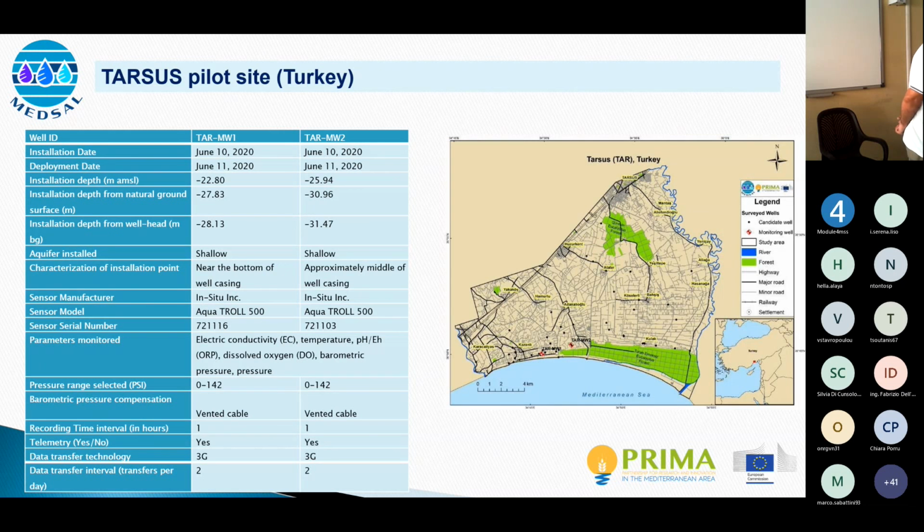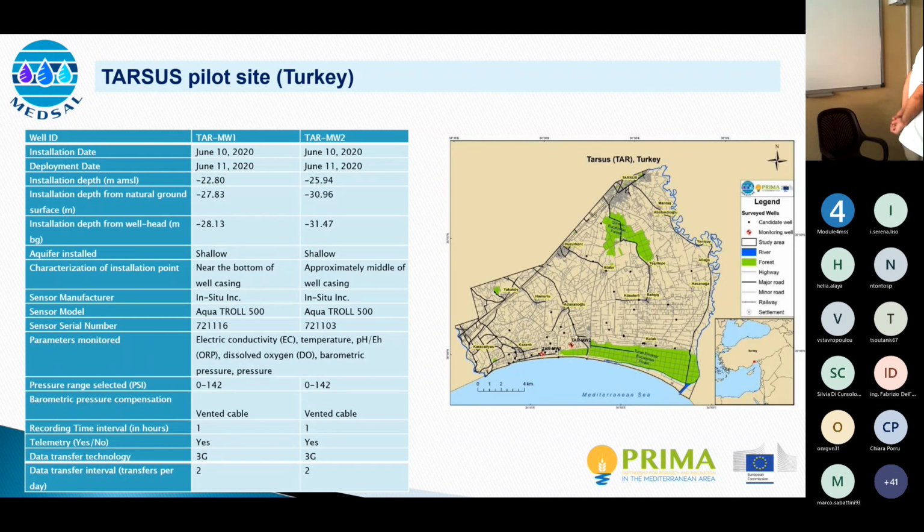We have Aquatrol 500 sensors in both wells. They measure electrical conductivity, temperature, pH, and EH in terms of ORP. Oxygen we are not measuring right now because it's 0 basically all the time. So we opted not to measure it to save battery time, because it consumes a lot of battery. So we increased the life of the battery a little bit.